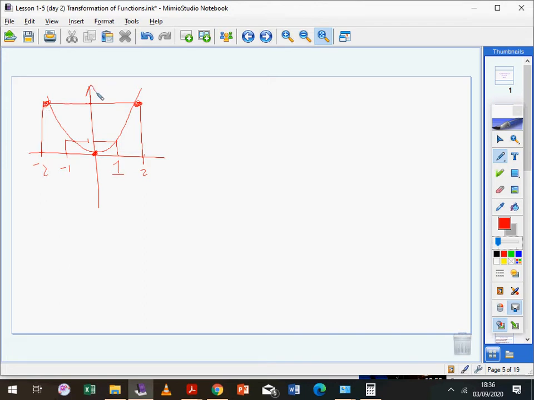The graph of y equals x to the power 4 looks something like this. This is the x-axis, and the same thing, it's also symmetric about the y-axis, because if you put negative 1, you still get 1. If you put positive 1, you still get 1. So functions like that are even.